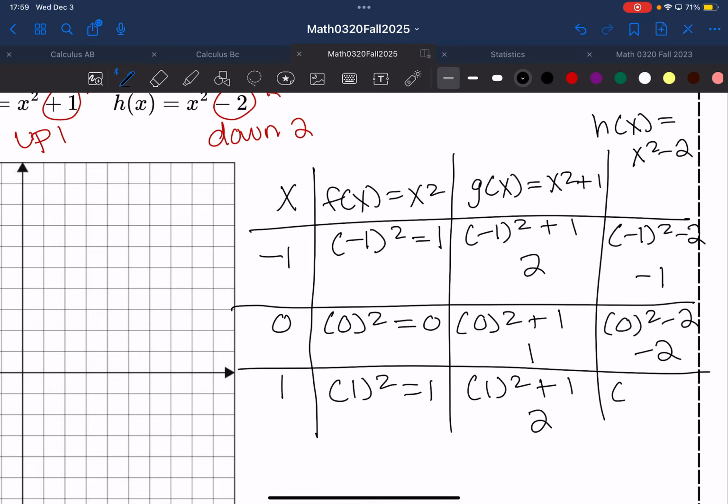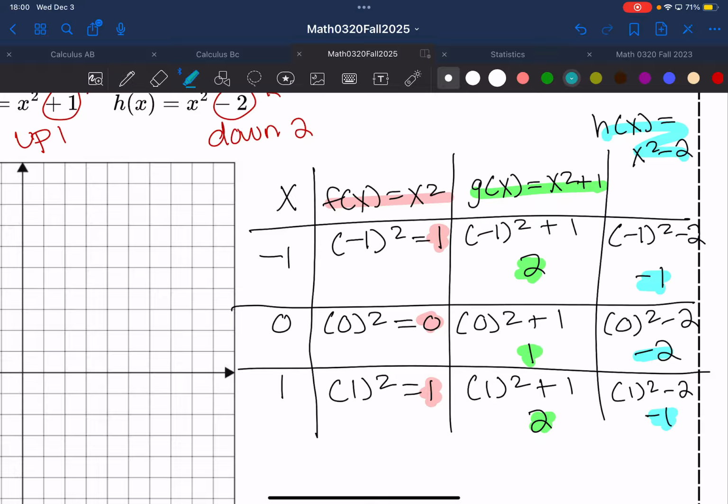And then we have 1 squared minus 2, which is again -1. So this was my values for f of x, these were my values for g of x, and these were my values for h of x. So what I'm going to do is use those values and plot the points.